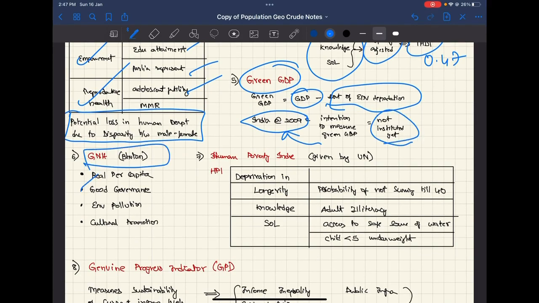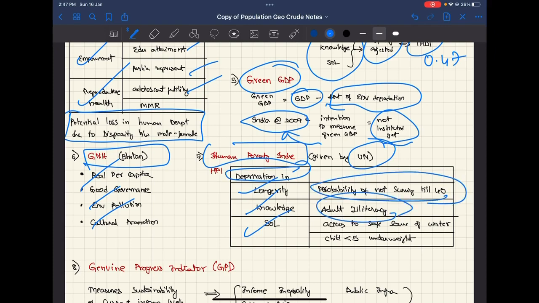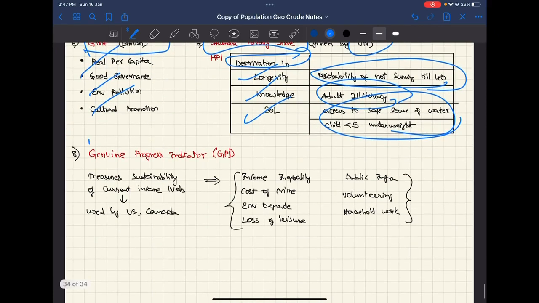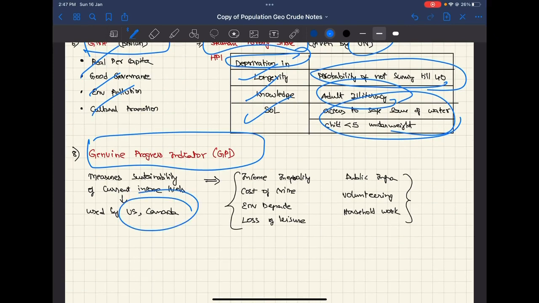GNH is followed by Bhutan, we have seen this already. The human poverty index is given by the UN again. It measures deprivation in the same dimensions as HDI, so these are the factors they consider. And the genuine progress indicator is used by the US and Canada. They measure income inequality, cost of crime, and all this.